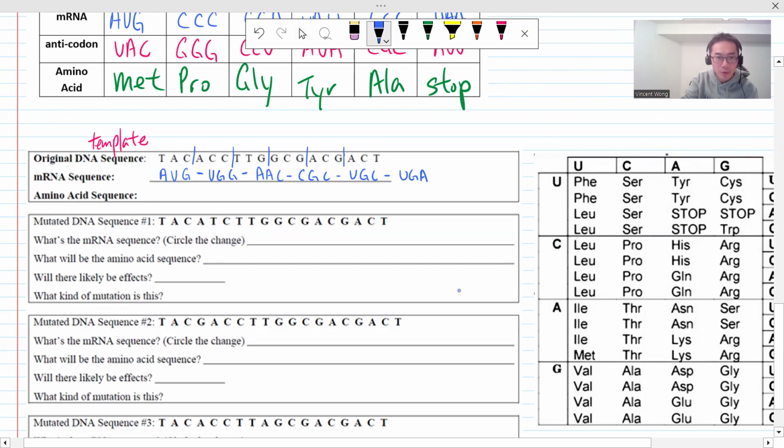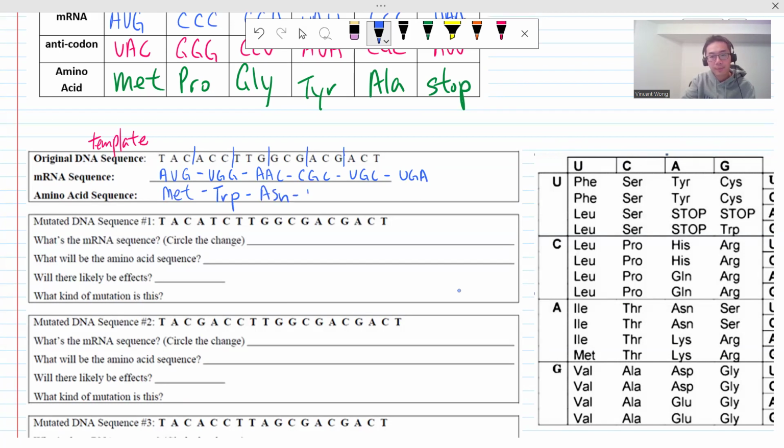So you look up AUG, and that's going to be MET, TRP, ASN, ARG, CYS, and stop. Okay, so this is the original DNA sequence. Another name for original is wild type. It's what happens in the wild.